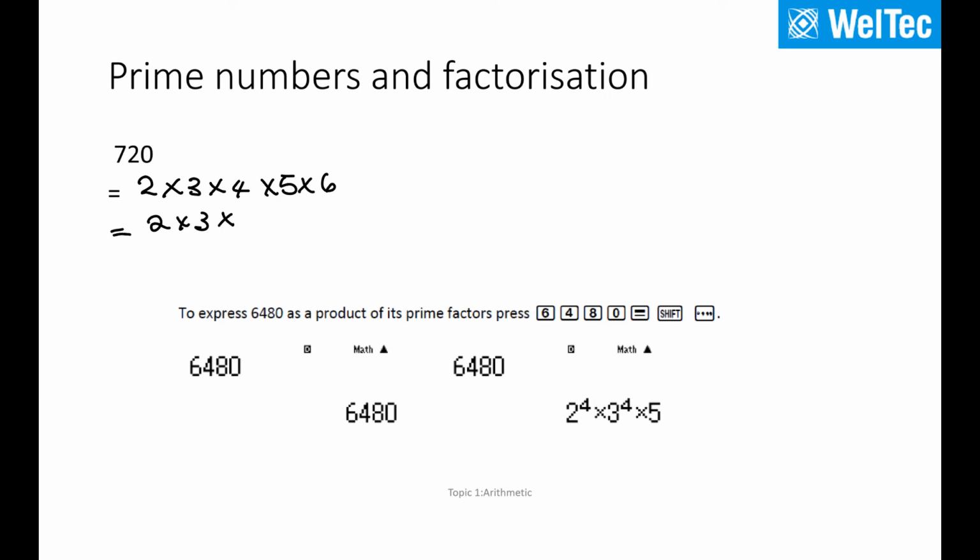We can rewrite that as 2 times 2 times 5 times, and 6 is not a prime number. We can write that as 2 times 3. Now all I'm going to do here is I'm just going to reorder things.